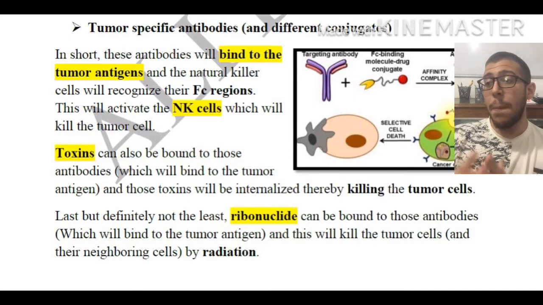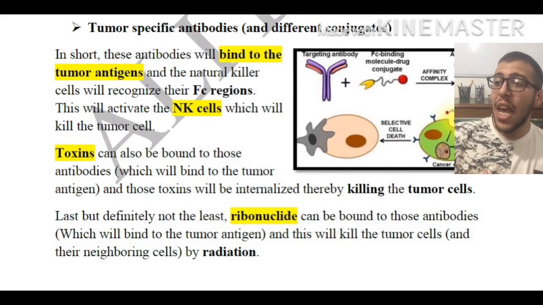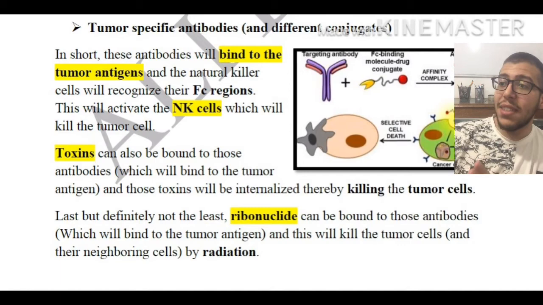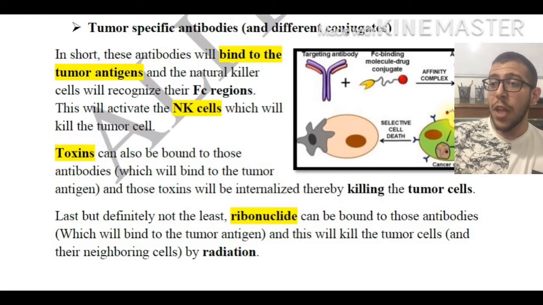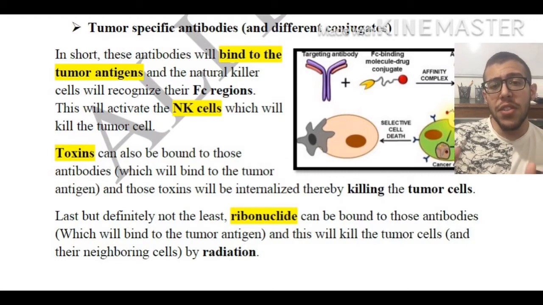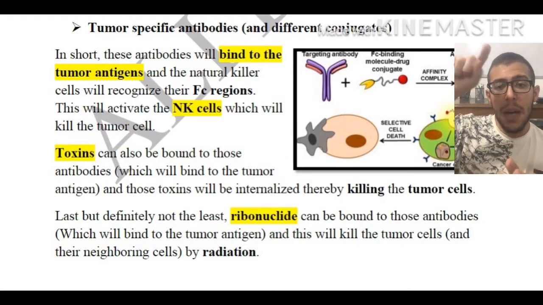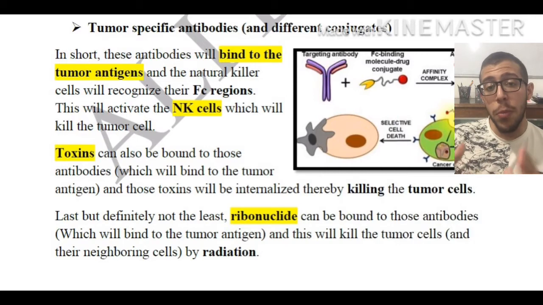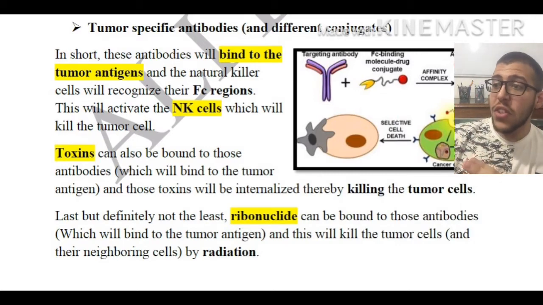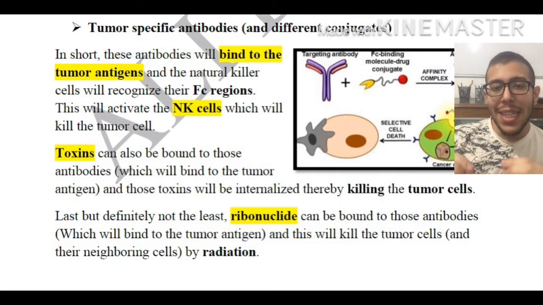The last, but definitely not the least, we've got the radionuclide, and this can be bound to the antibodies, just like the toxins that we mentioned in the previous part. So we've got this radionuclide that is going to be bound to the antibody by the Fc region, and the Fab regions are going to be identifying these tumor antigens. Now, this is going to be killing the tumor cells and also their neighboring cells, by the way, by radiation.